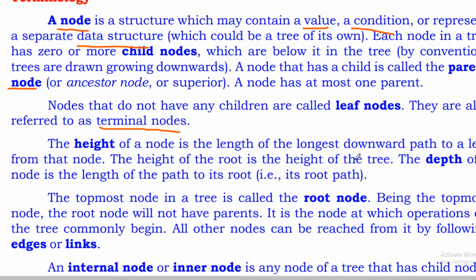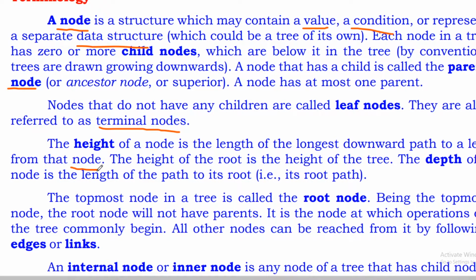You want to know where exactly the node corresponds to. What is the length of the node, also called the height of the node? Suppose we take some node. How do you decide the height? It is the downward path from that node to the leaf node. That is what we call the height of the node. The height of the root is the height of the tree, because the root is where it starts.